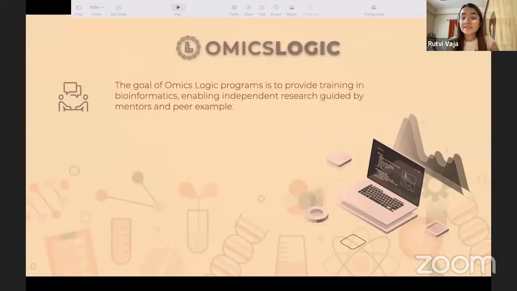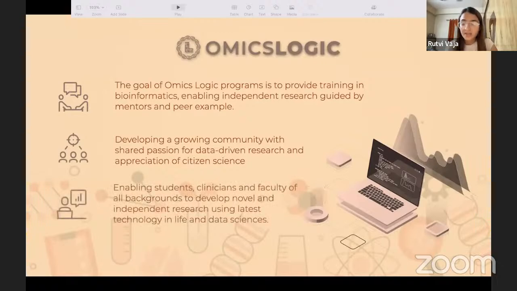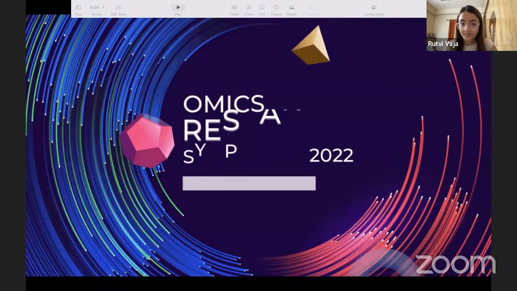Talking about what OmicsLogic is. The OmicsLogic platform is a platform whose main goal is to provide training in bioinformatics in order to enable independent research, which is guided by mentors and peer experts who have many years of experience in academia, industry, and research. We are developing a growing community with shared passion for data-driven research and appreciation of citizen science. We help students and clinicians, along with faculty of all backgrounds, to develop novel and independent research projects using technology in life and data sciences.